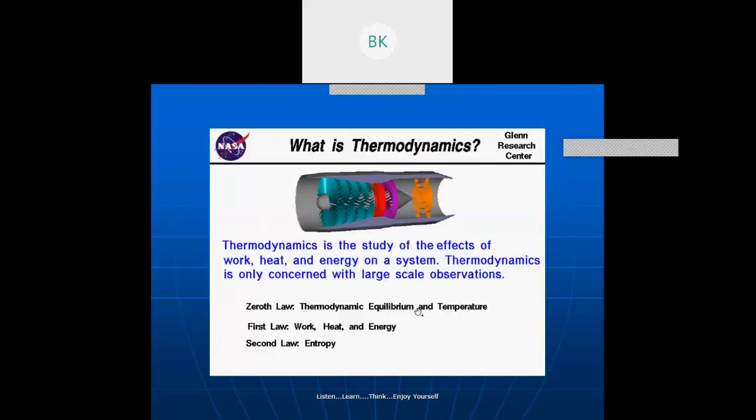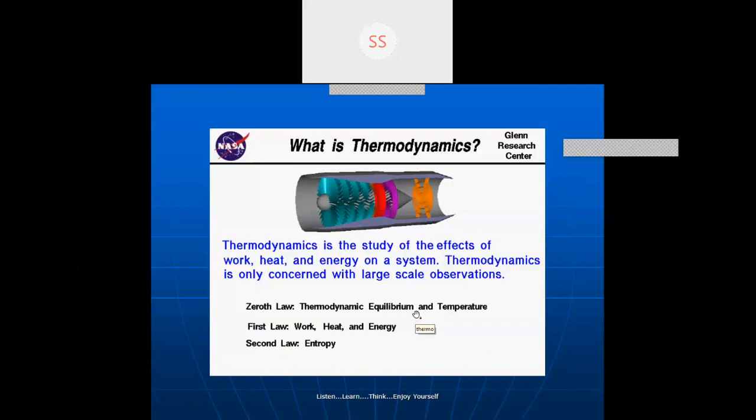Okay, fine. Is there any doubt in the definition? So what is the meaning of thermodynamics and all? Is there any doubt? No, sir. No, sir. Okay, fine. No, sir. So yeah, right.